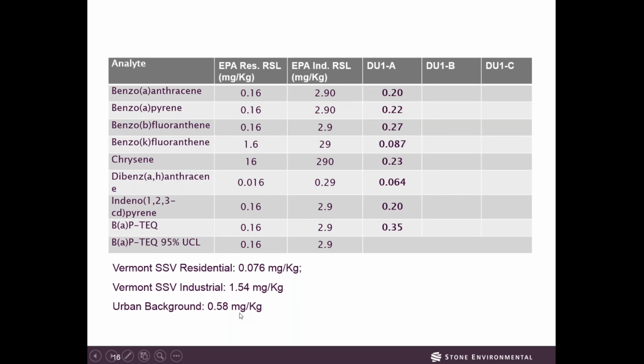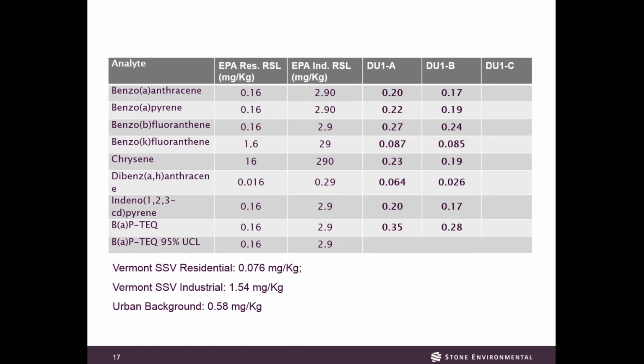We have a 0.58 milligrams per kilogram of benzo(a)pyrene TEQ, and we have a soil screening value of 1.54 for industrial sites. So those are the two numbers that are germane to the site. So for the first replicate, we had a TEQ of 0.35, not bad. Second, 0.28, so looking good.